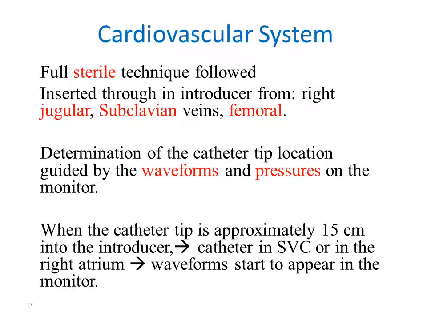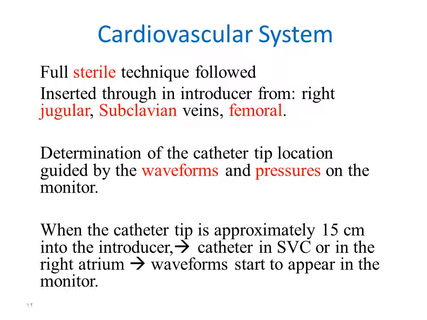Full sterile technique should be used. Insertion of the catheter من خلال right jugular, subclavian vein أو femoral. Determination of the catheter tip location is guided by the waveform and the pressure on the monitor. يعني تحديد مكان الكاثيتر تب يعتمد على شكل الويف فورم ومقدار البريشر.